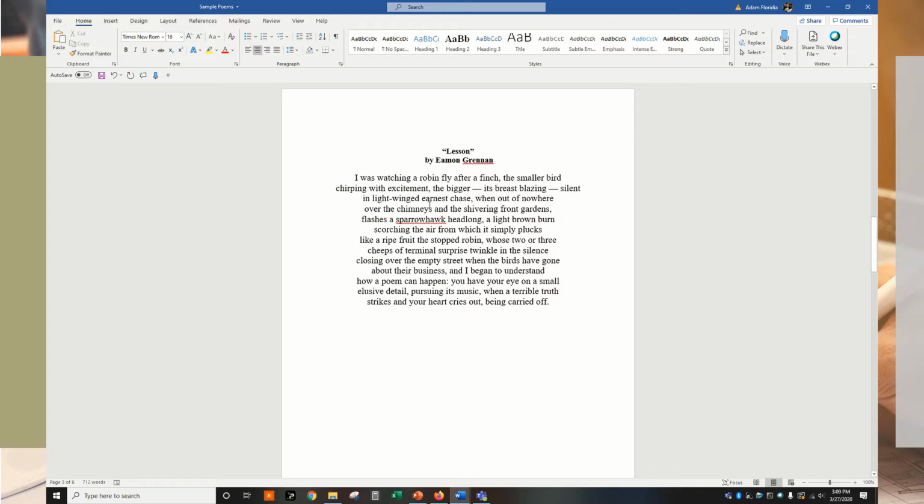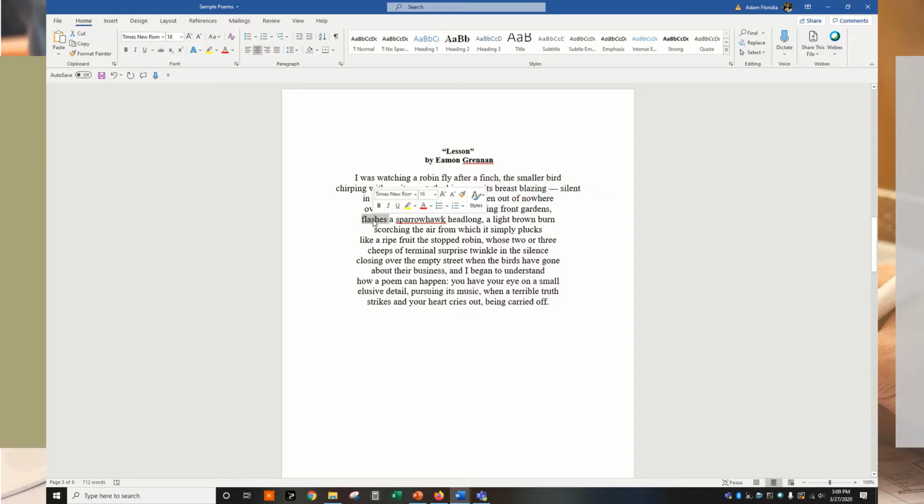Silent in light winged, earnest chase. Silent in light winged, light winged. Again, silent. And the scene here seems to be one of calm to me. When out of nowhere, over the chimneys and the shivering front garden.